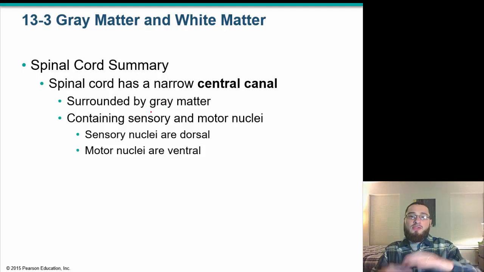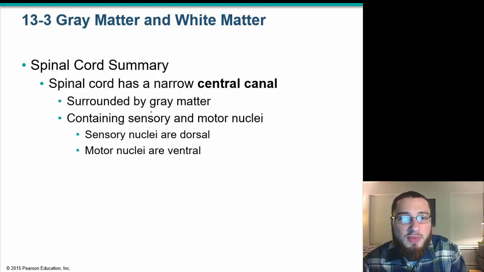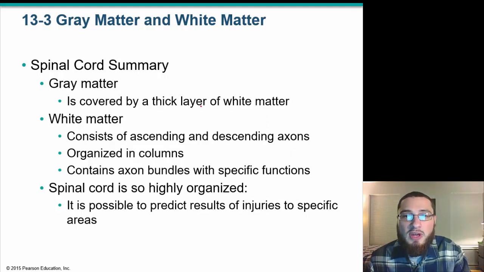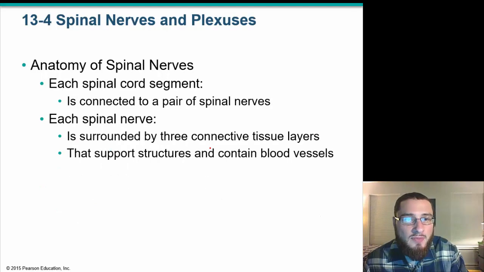Spinal cord summary, just some things you want to remember: it is all around this central canal, running up through it, surrounded by gray matter containing sensory and motor nuclei. Remember, you have those dorsal roots and ventral roots that have sensory and motor nuclei, which come together to form those mixed nerves, or as we call them, spinal nerves. The gray matter is covered by a thick layer of white matter, and the white layer consists of ascending and descending axons. You can't really see it in the diagrams the way they draw it, but it's actually these bundles of axons.